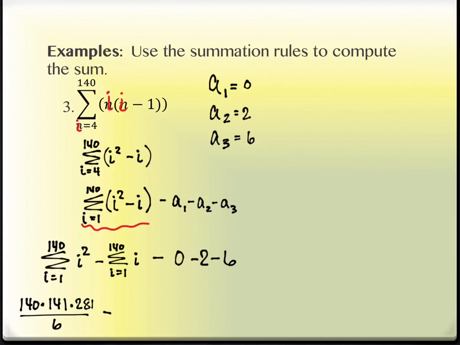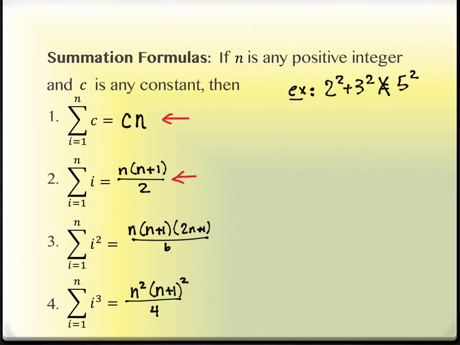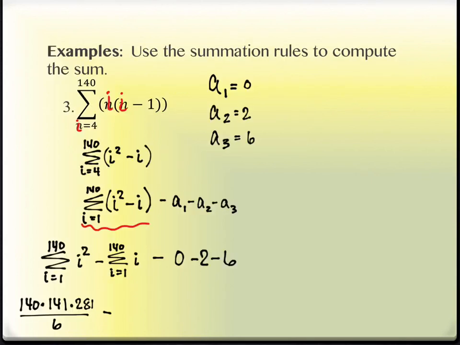And then the I one, we've used that one before. That's the one we used last time. That's the n times n plus 1 over 2. So again, it's very similar to the starting part of what we just did. It's the 140 and the 141. So 140 times 141 and divide by 2. And then we need to subtract off the 0, 2, and 6, which is an 8. It's 8 at the end.